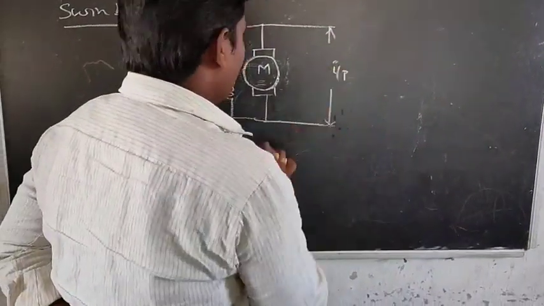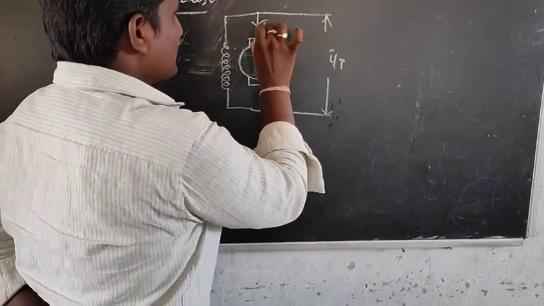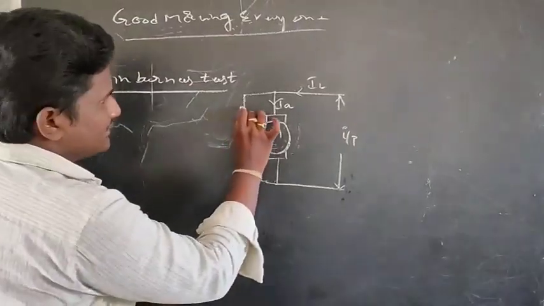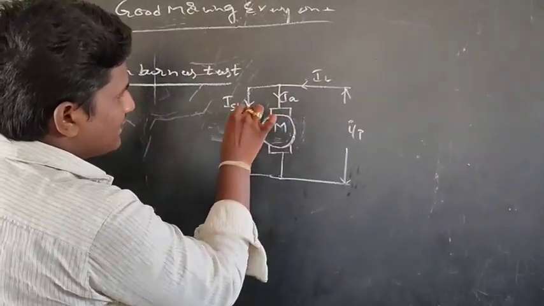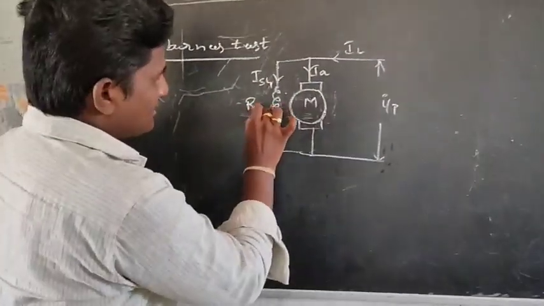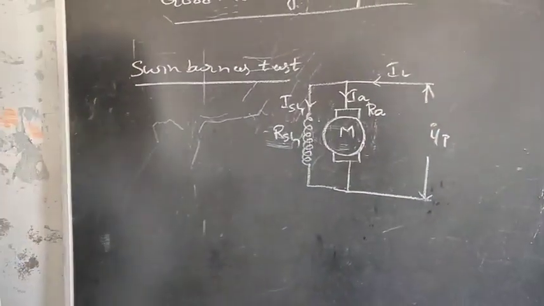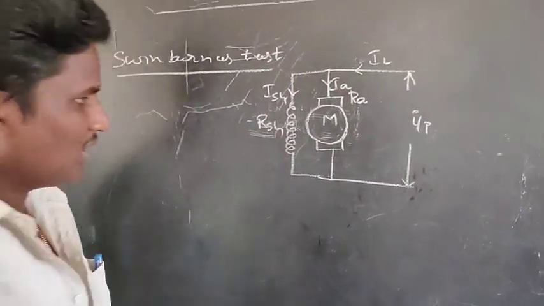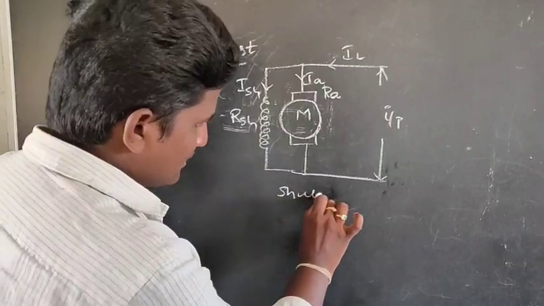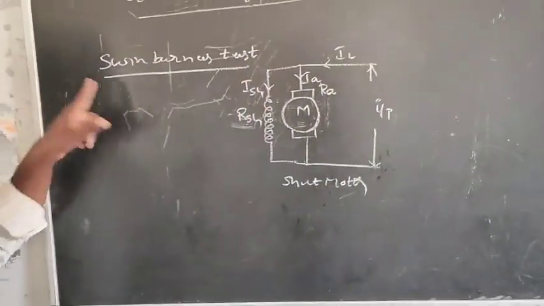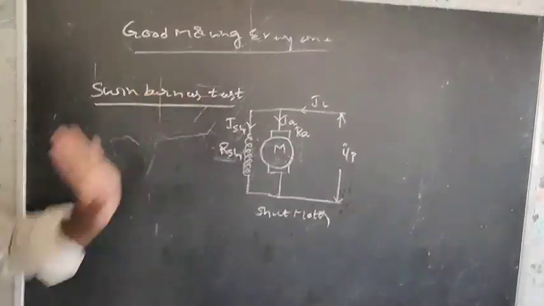So I am giving the inputs. This is the armature. This is the line current. This is the shunt field current. This is the shunt field resistance. This one is the armature resistance. This is the shunt motor, and I am testing the shunt motor by using Swinburne's test.